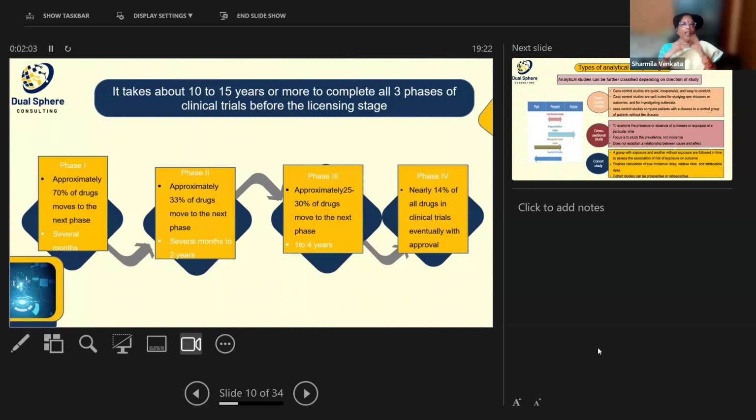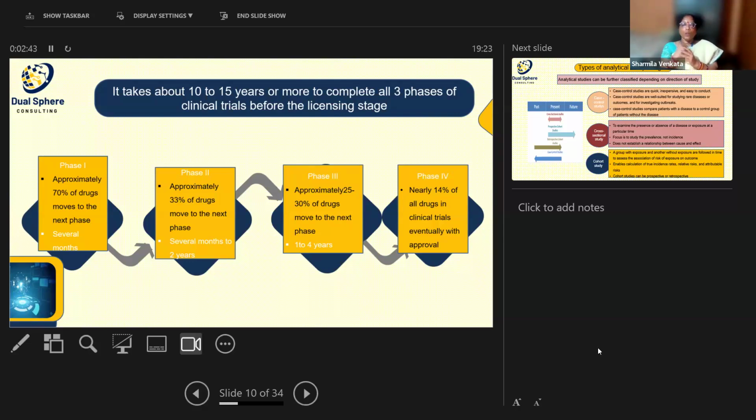In phase 3, large multiple center trials will happen. Hundreds or thousands of patients are involved in phase 3 studies. What is the goal here? They confirm the effectiveness, monitor side effects, and compare to standard care. From phase 3, only about 25 to 30% succeed. Okay, the drugs will move to the next phase from here.